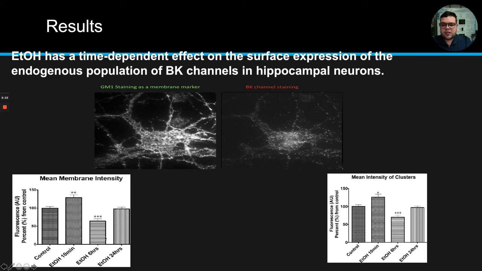We can see here that after 10 minutes there's an increase in membrane intensity, but after 6 hours that intensity decreases, and after 24 hours it gets normalized with the control. As well for the clustering, it behaves the same way as the membrane intensity. After 10 minutes it goes higher in intensity, then after 6 hours it decreases, and then it gets normalized again with the control.